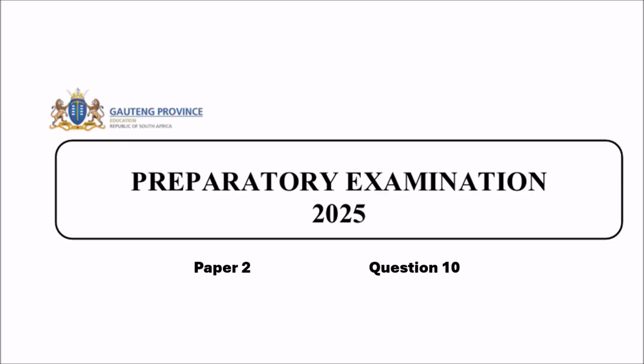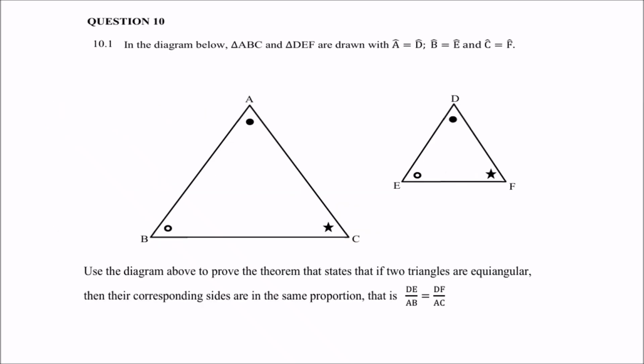Preparatory Examination 2025, Paper 2, Question 10. In the diagram below, triangles ABC and DEF are drawn with angle A equals angle D, angle B equals angle E, and angle C equals angle F. Now you must use the diagram above to prove the theorem that states that if two triangles are equiangular, then their corresponding sides are in the same proportion.